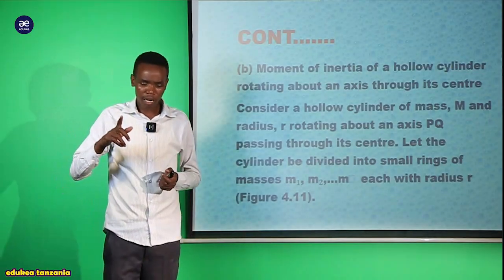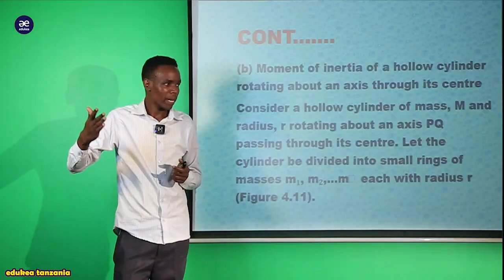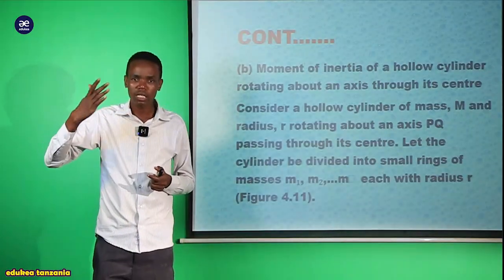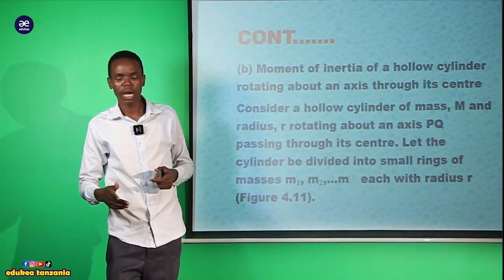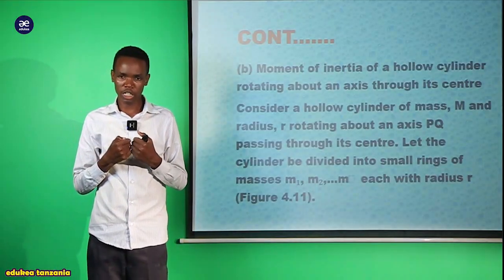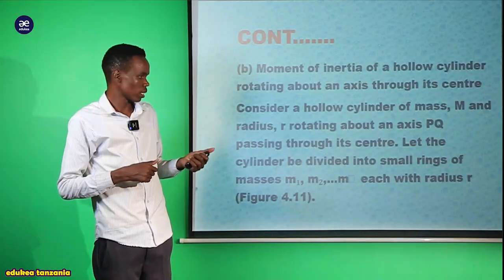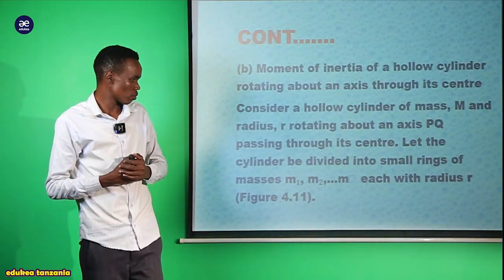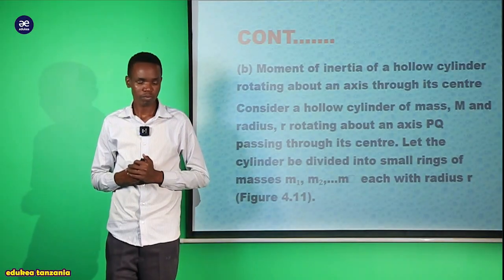So this hollow cylinder, with the axis passing through the center, is rotating perpendicular to its length, and this gives us the moment of inertia. How can we derive the moment of inertia for the hollow cylinder? That is what we are going to observe in figure number 11 for our fourth topic.